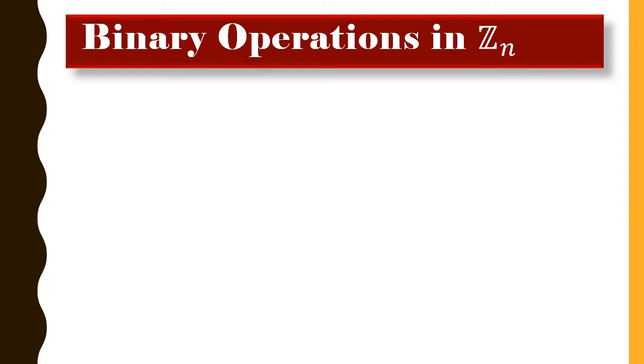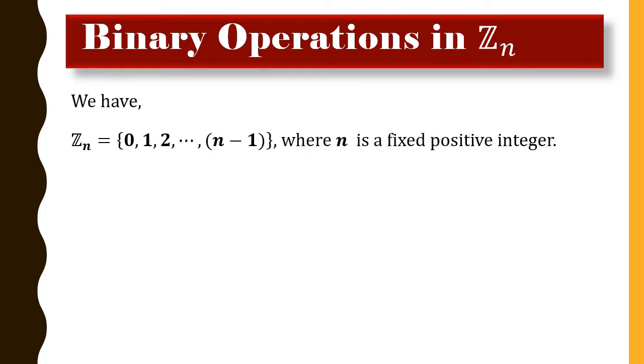Now consider the set Zn, which is the set of all elements of the form 0, 1, 2, etc. up to n minus 1, where n is a fixed positive integer. That is, if you take n equal to 3, then Z3 is nothing but 0, 1, 2. Similarly, Z5 contains the elements 0, 1, 2, 3, 4, and so on.